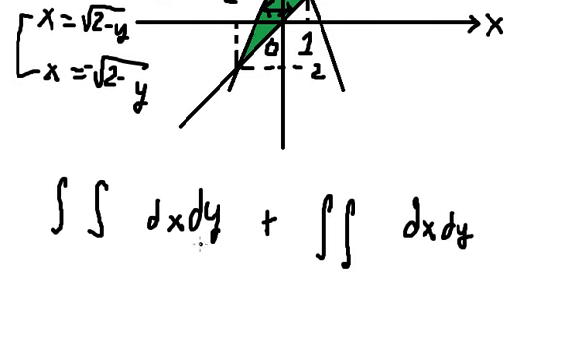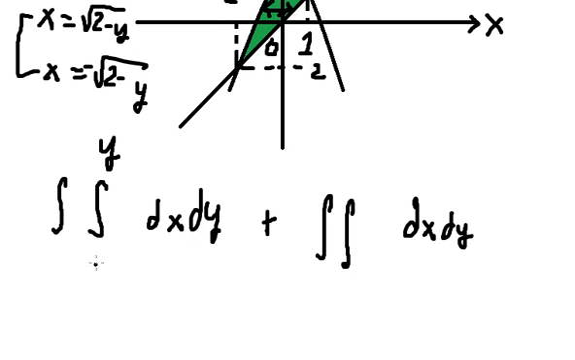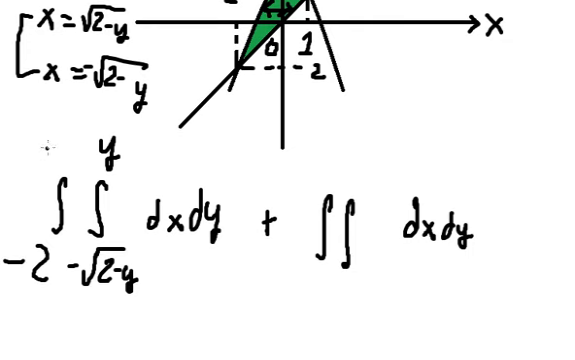About the first one, we can see that this one is about the upper, so we put y. This one is about the lower, so that should be negative the square root of 2 minus y. So from negative 2 to positive 1 in here. That is for dy.